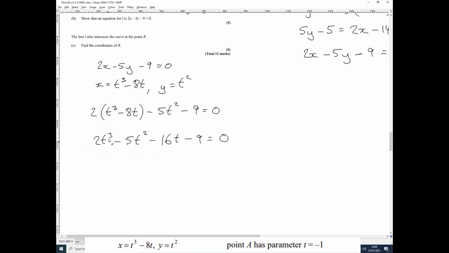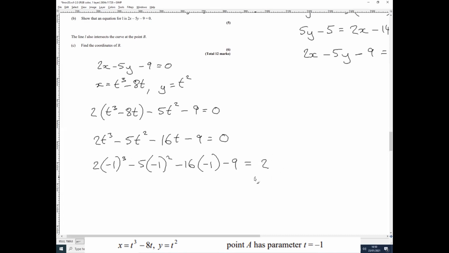Mind you, let's try minus 1. That might work. So 2 times the cube of -1 minus 5 times the square of -1. It's not time wasted to do this, just in case. Find out what it is. So that will be -2, and then -5, and then +16, take away 9 equals... oh, damn.